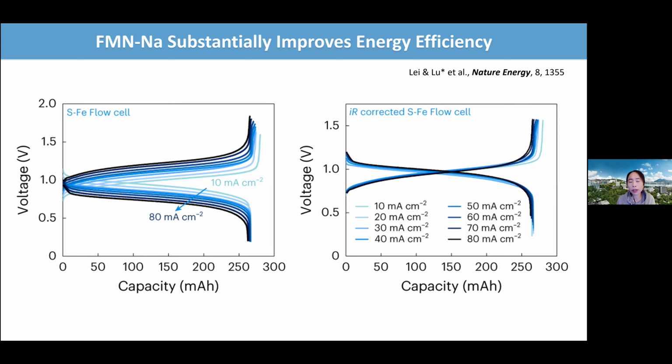So we are curious whether this overpotential is mostly from the membrane. So we did a simple IR correction just to look at what if we remove the dominant membrane ohmic drop, what would the profile look like? You can see they are overlapping perfectly, even from 10 to 80 milliamp per square centimeter. So this shows the potential of this catalyst for polysulfide flow battery.